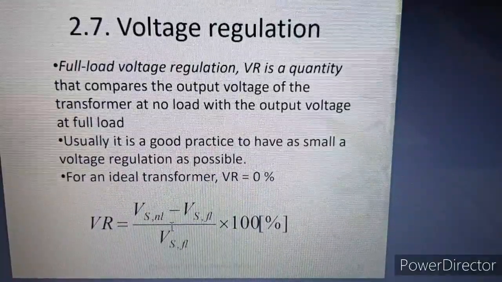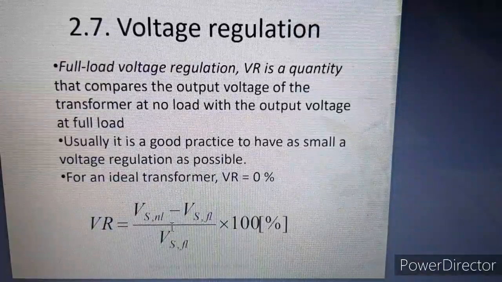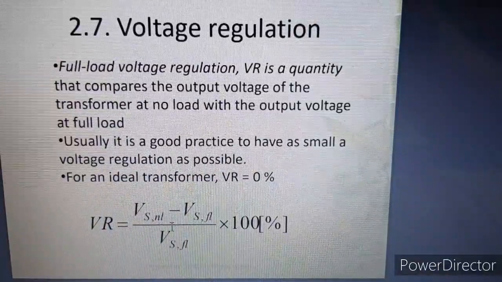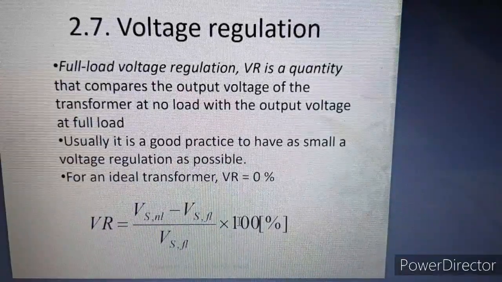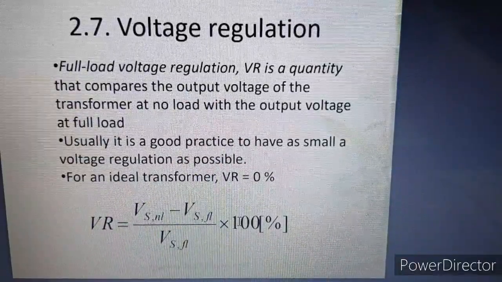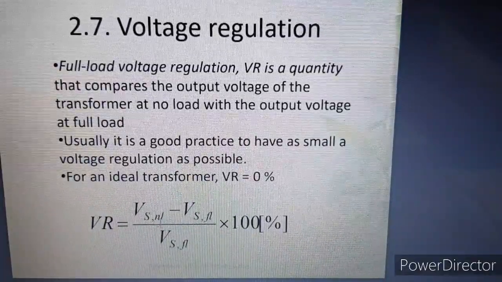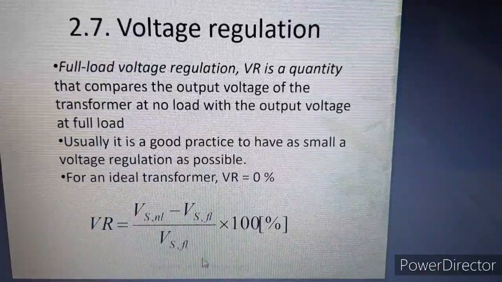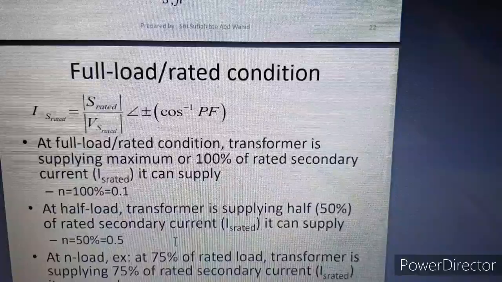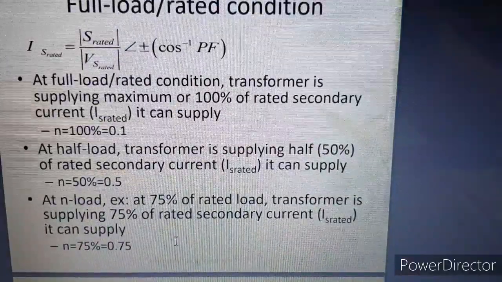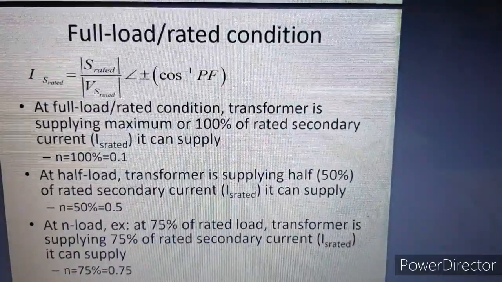As I've mentioned before, full load is also known as rated. So Vs full load equals Vs rated. That is the secondary voltage when the transformer is supplying maximum current. Vs no load is the secondary voltage when the transformer is not connected to any load. Okay, it's stated here.